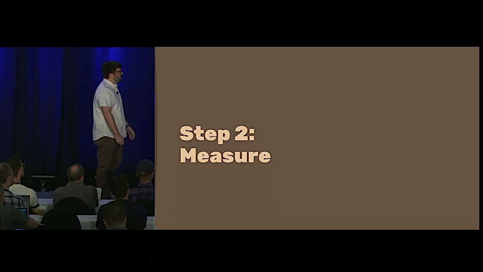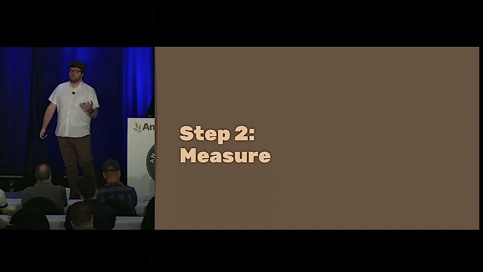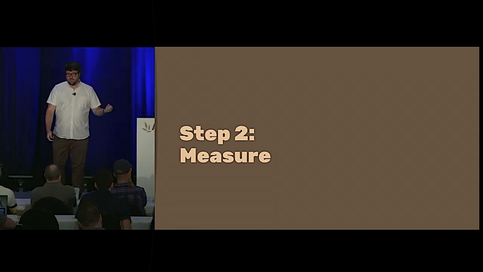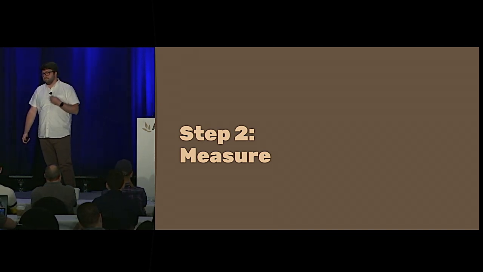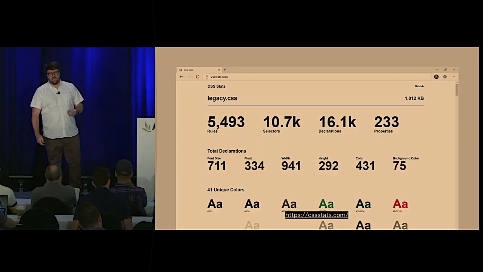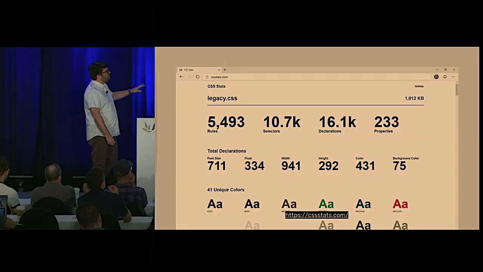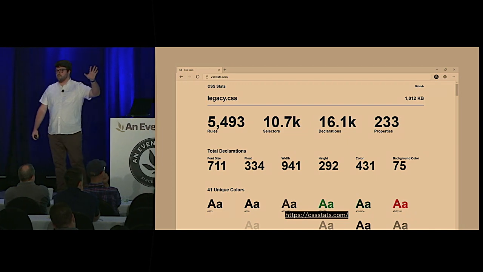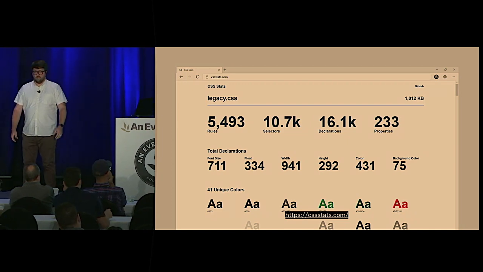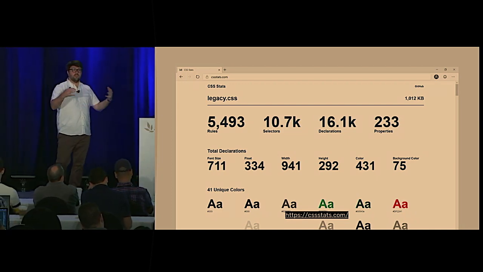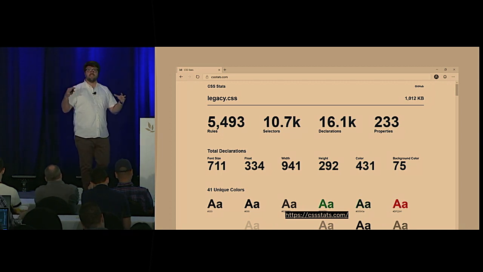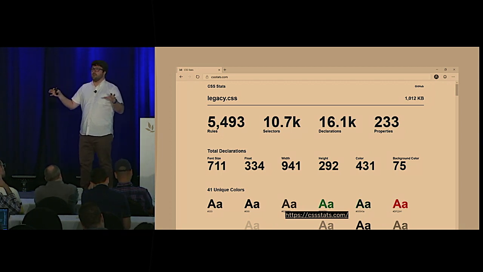So the second step is actually, this is maybe something you haven't seen before, measuring. Because I'm a nerd, I like to get some numbers, get some data. And I like to use this tool, cssstats.com. Anyone use it? They just redesigned recently. It's a really good tool to analyze your CSS and get like a 10,000 foot view of what's going on in your site.